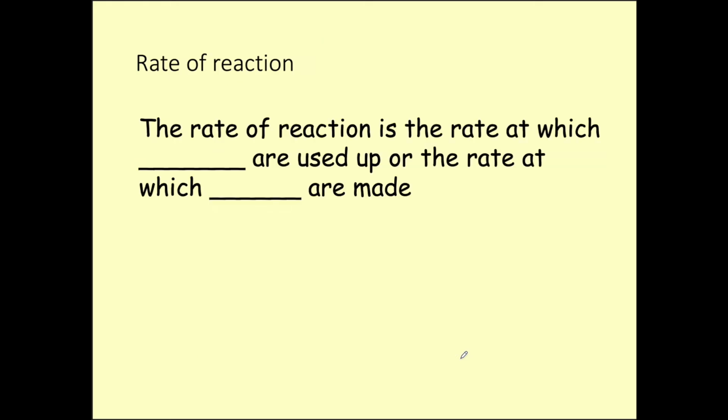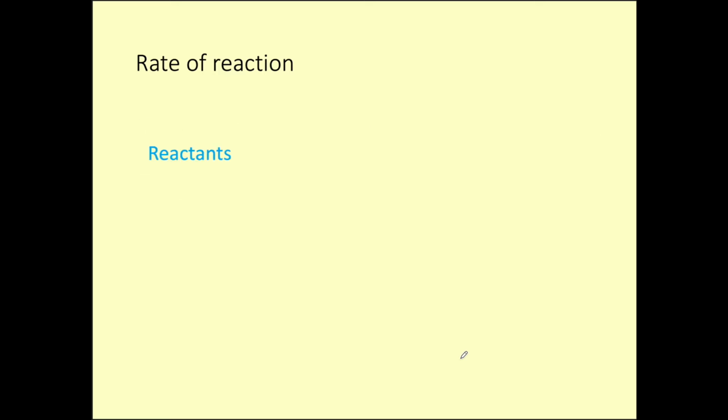So our rate of reaction is the rate at which what are used up, or the rate at which what are made. So pause the video, write down what you think goes in those gaps. And now with a different colour pen, you can fill in reactants and then products. And we can use this and make this into an equation. So we can have 2 equations here.